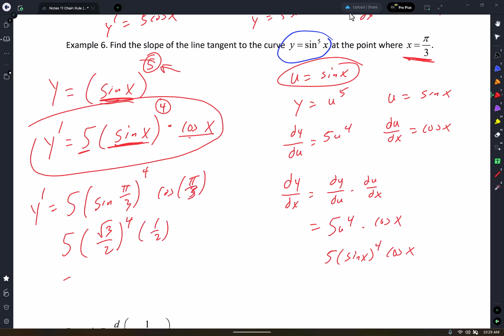Let's see what this is. 5. Square root of 3 times square root of 3 is 3, and 3 times 3 is 9. 2 times 2 is 4, and 4 times 4 is 16. Does everyone see how I got that? Times half. When you multiply everything, 9 times 5 is 45, and 16 times 2 is 32. There it is, guys.